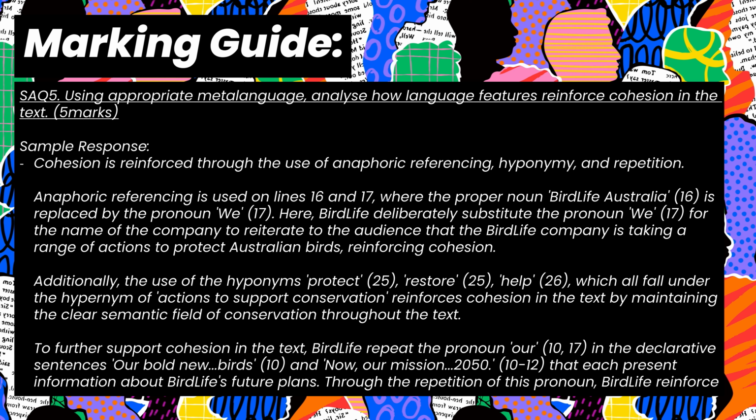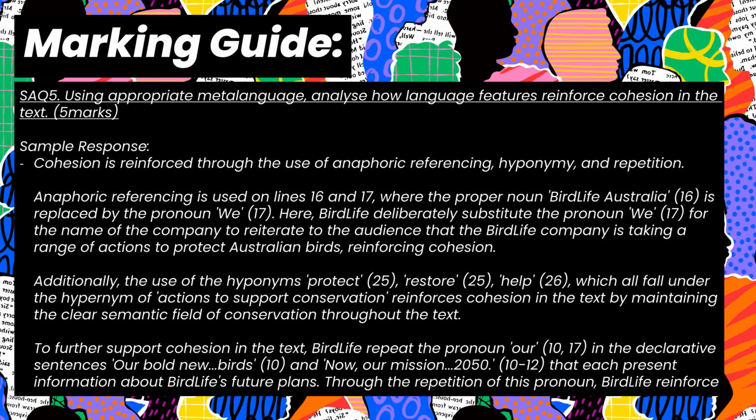It's detailed because we've got clear identification of the 3 different language features. We've got anaphoric referencing on lines 16 and 17. Hyponymy with the hyponyms protect, restore, and help from lines 25 and 26. And then repetition of a pronoun. Now, in this last example, repetition is the element of cohesion. This response uses pronoun as an additional piece of meta-language to support the discussion.